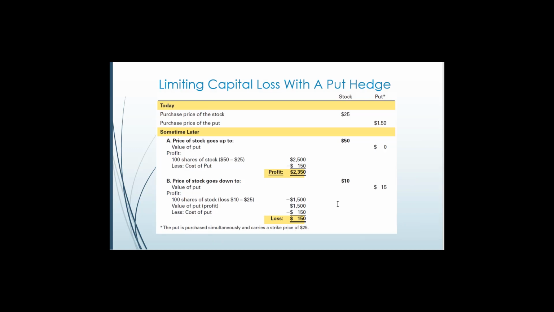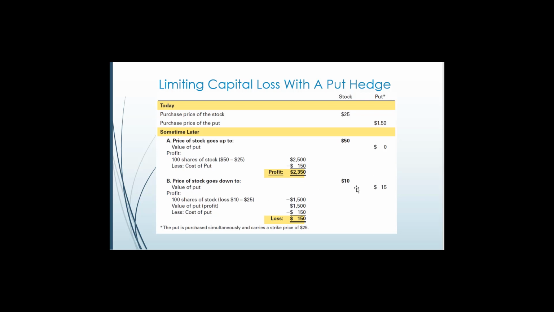So how would that work? Purchase price is $25. The purchase of a put here would be $1.50. If the price goes up to $50, the value of the put would be 0. The 100 shares would be 50 minus 25, so you'd make $2,500 on the shares, but you lost the premium on your bet, so that means you made $2,350. If the price goes down, though, again, this is what we're trying to protect.